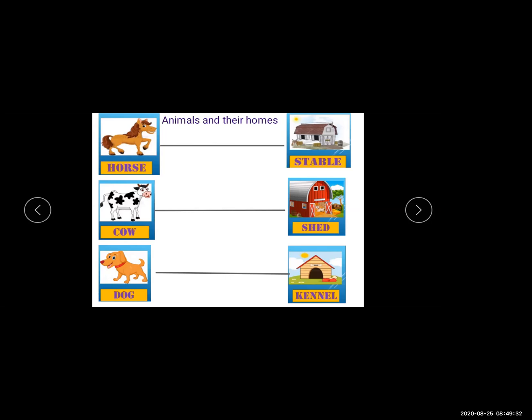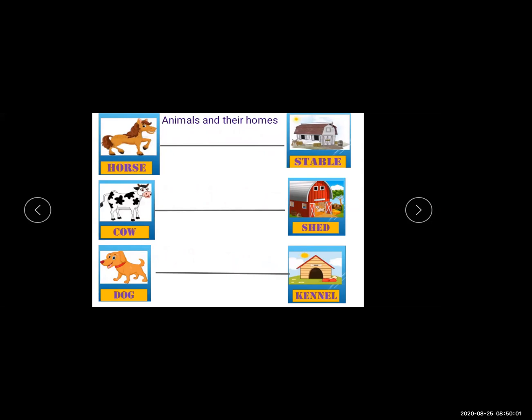Their directions are given. They want to go according to that direction to their home. Now see, horse will go like this, and he will reach his house. That is stable. Now cow will go like this, and she will go to its shed. And now dog will go like this, and it will go to its kennel.